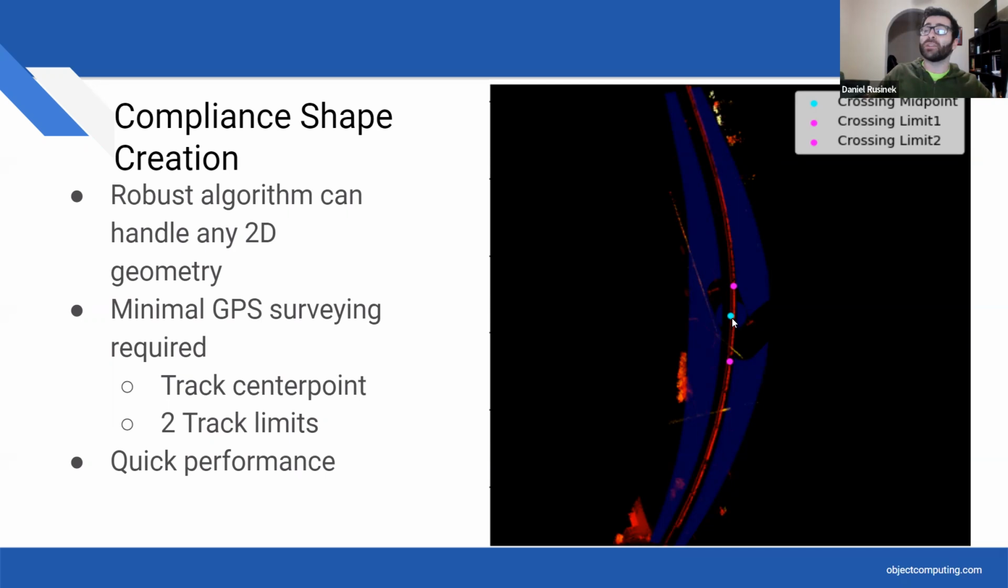And we take GPS at the center point, the midpoint of the crossing, and then we have limits pretty much where the crossing and the road meet, and that's really just so we can estimate and determine the width of the road. And it's quick performance, it's log-n complexity, and yeah, so that's the algorithm that we've been using for that.